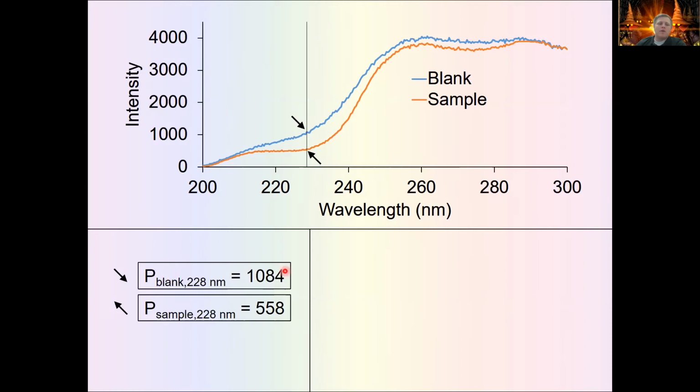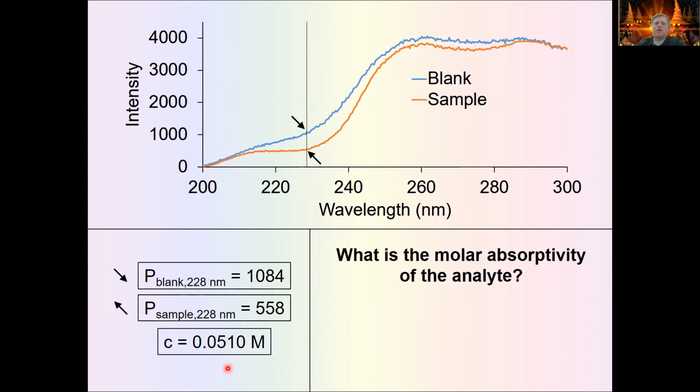But now we have our intensity of our blank and our intensity of our sample. I'm going to tell you that we're dealing with a sample that has a concentration of 0.0510 molar. I'm going to ask you, what is the molar absorptivity of the analyte? Can you take all of this data and turn it into a molar absorptivity? Go ahead and pause the video now and see if you can work through that, and I will walk you through it in a second.